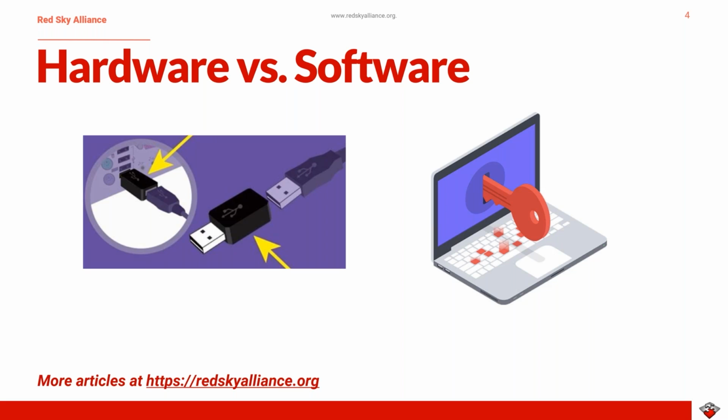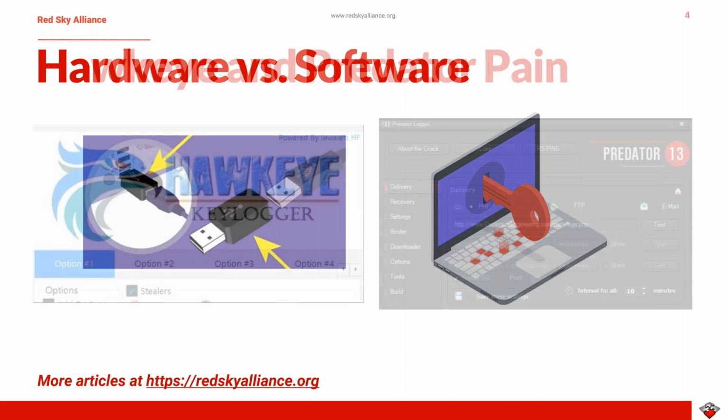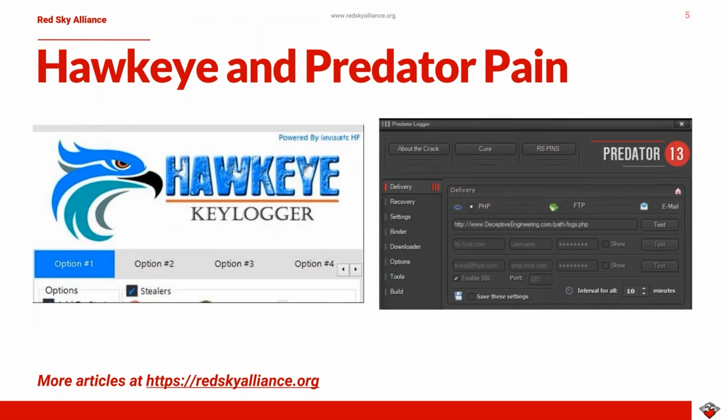Because software keyloggers do not require physical access to target machines, they are more popular among attackers. Software keyloggers are often installed as malware through phishing or spear phishing campaigns and Trojan downloads. Software keyloggers are designed to avoid detection methods, including antivirus software. Two prominent software keyloggers are Hawkeye and Predator Pane.